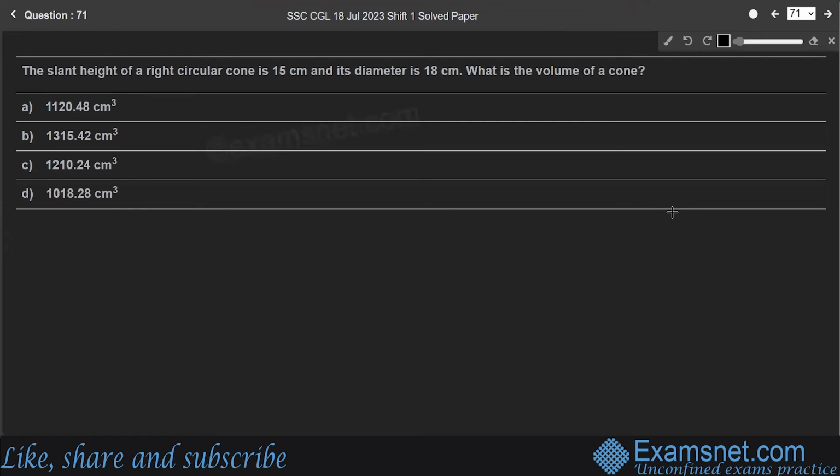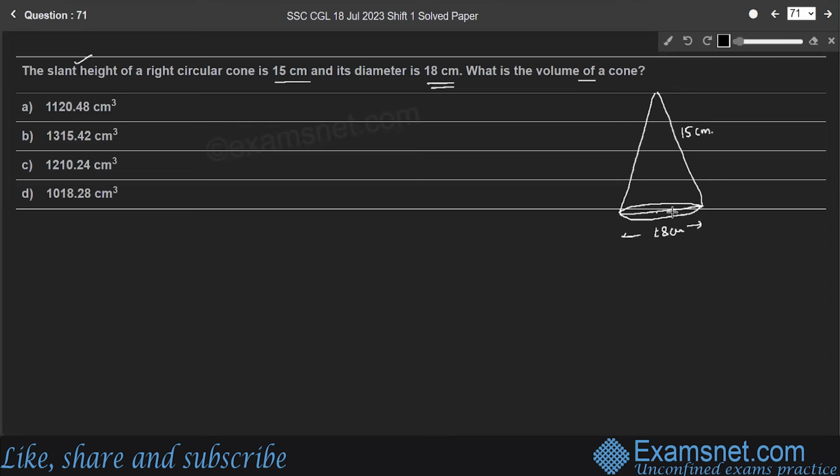Question 71. The slant height of a right circular cone is 15 centimeter and its diameter is 18 centimeter. What is the volume of the cone? Let us consider a cone. Its diameter is given, so the base diameter is 18 centimeter. The slant height is 15 centimeter. We need to find the volume of the cone.